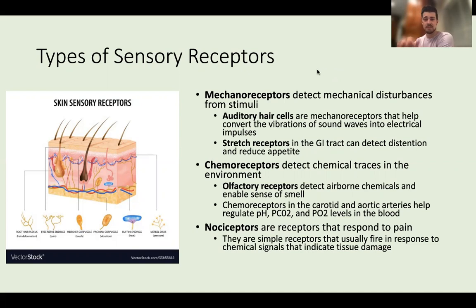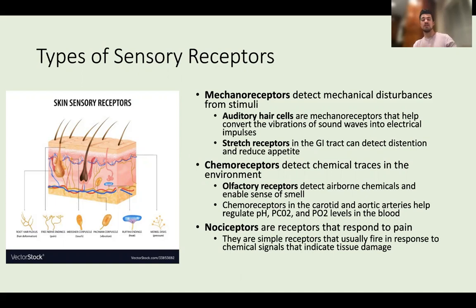So the first class of receptors that I want to talk about are mechanoreceptors. These detect mechanical disturbances from stimuli. So these are how you feel pressure. This is how we feel. This is how we hear. This is how we regulate some of our GI workings.